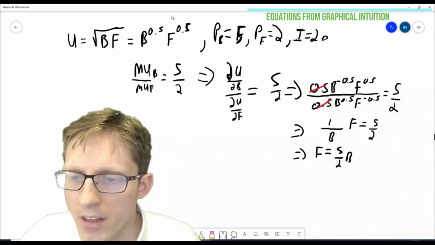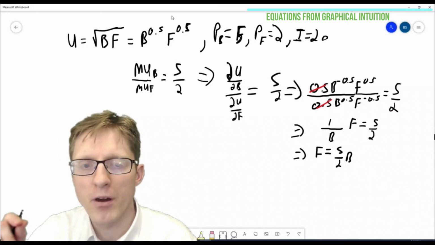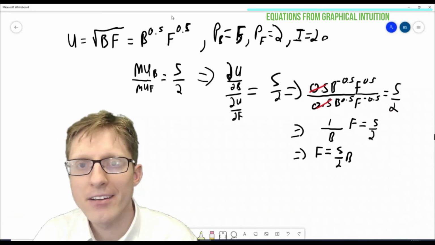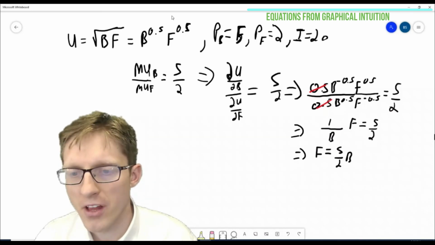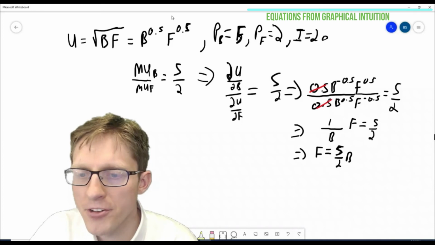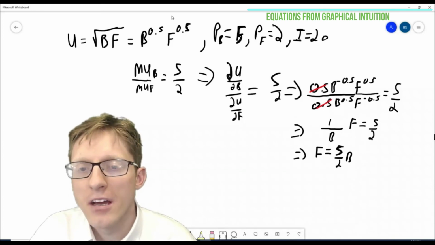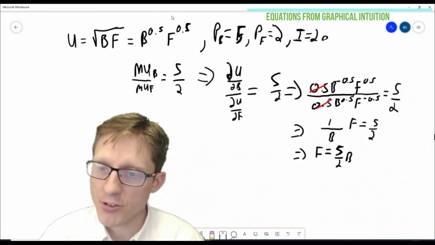times B. So what is this telling us? It's telling us that the point along the indifference curve where it's exactly tangent to a budget line is a point where you have 5/2 as much F as you do B. So 2.5 times as much F as you do B. Okay? We have not yet finished solving the problem.